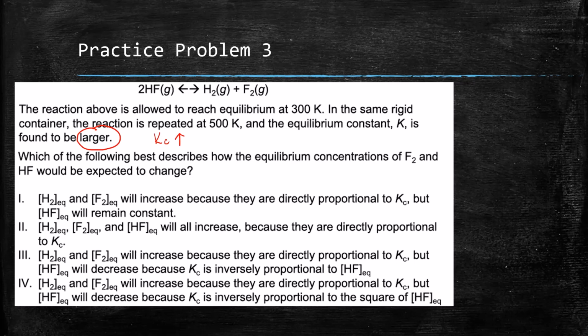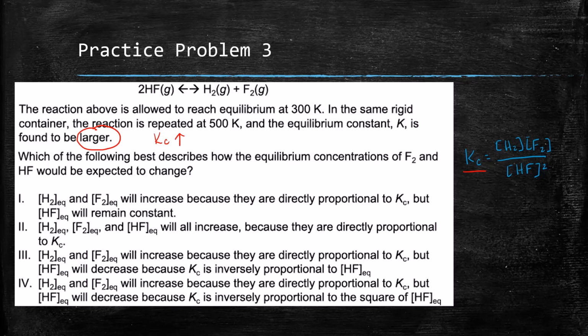Which of the following best describes how the equilibrium concentrations of F2 and HF would be expected to change? Well, first off, let's go ahead and write our equilibrium expression so that we can visualize it and make sure that we don't get this problem wrong. So writing it, again, we've got products over reactants, and we're going to make sure to square that reactant HF because it has a 2 coefficient in front of it in the balanced equation. So now, how would we increase this Kc?